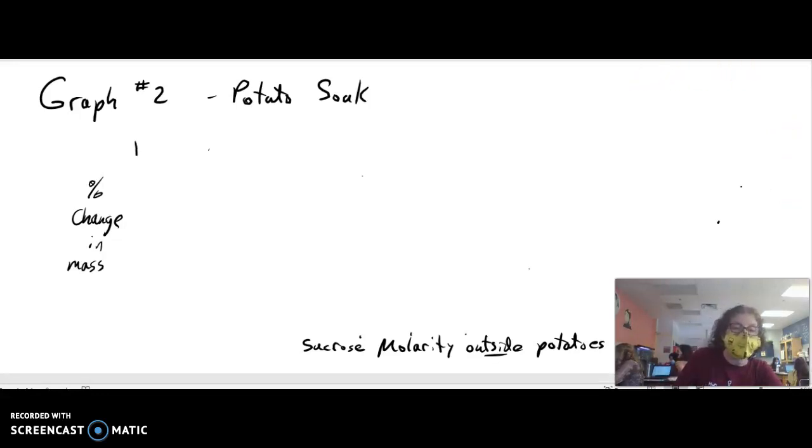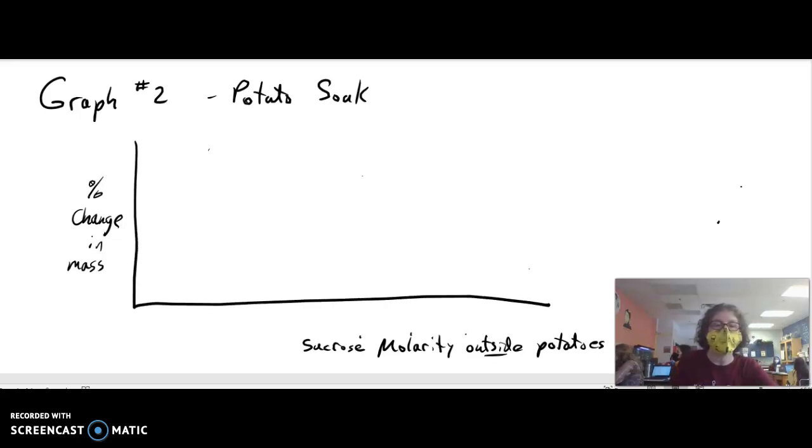Okay, so I'm just going to draw my axes in here. I'll check them out. There we go. All right, so this is going to be a line graph, and you are going to use all the class data, but you do not need to add error bars to this one. Okay, so no error bars needed.